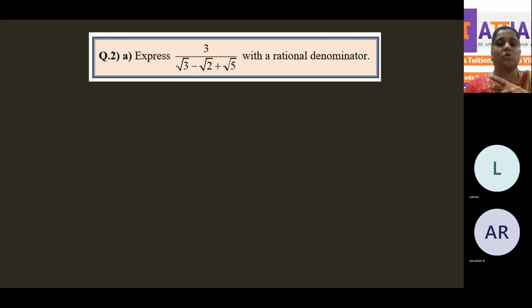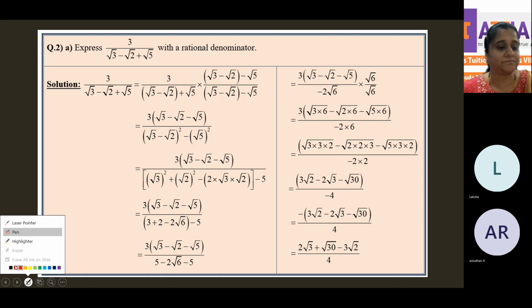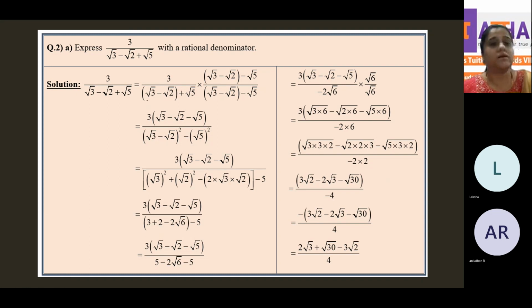Express 3 by root 3 minus root 2 plus root 5 with a rational denominator. Don't start writing. I'll first explain. Listen to me and then write. All right, fine. So this is what is given.